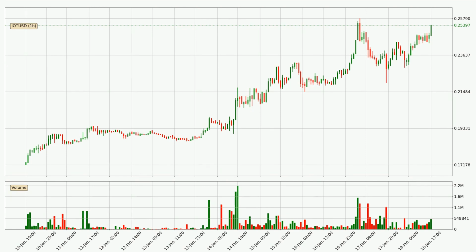By looking at the hourly time frame for IOTA, we can see that the price moved up quickly with around 7.1% in the last 24 hours, with a current price of 25.4 cents. However, the volume wasn't especially high, so this move wasn't very strong.